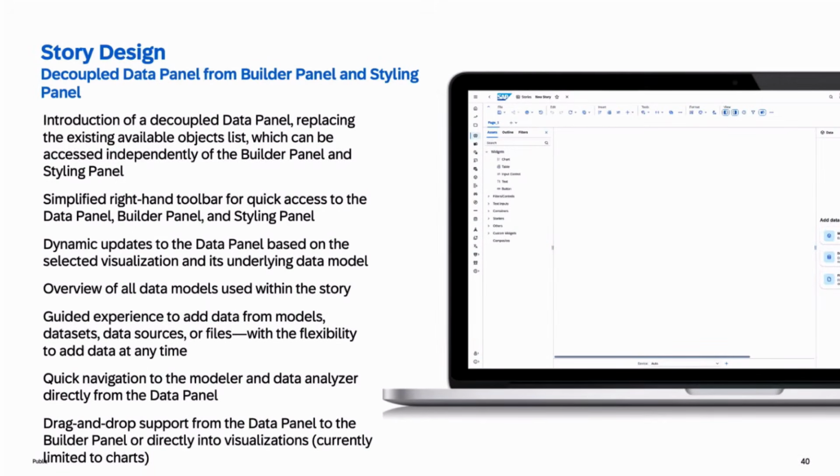With Q2 QRC, we have introduced various innovations as part of SAC. One of the innovations is the decoupled data panel. The decoupled data panel is basically an improvement over the available objects list, which was part of the optimized story experience.